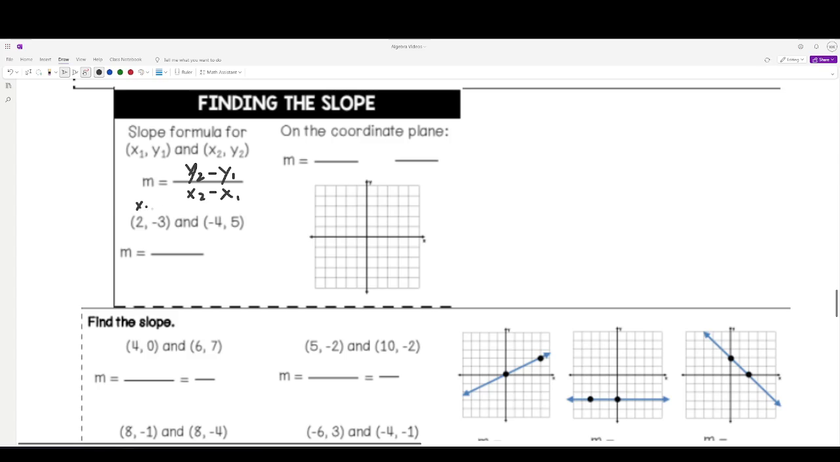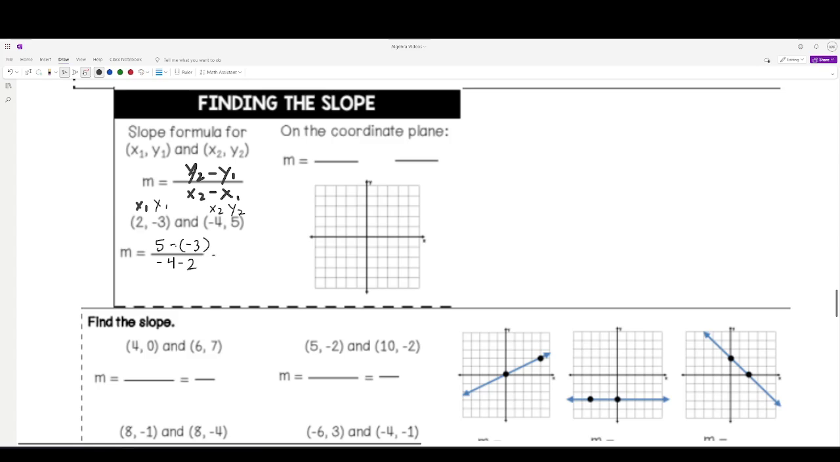It's really helpful, especially when you're new at this, to label this. Let me make this smaller. So if we call this x1, y1 and x2, y2, it'll make sure that we put things in the correct spot. So now I can see that y2 is 5 minus y1 is -3. I need to make sure that I'm careful with my signs. The slope formula is really easy to get signs mixed up. So we have minus -3. And then on bottom we have x2, which is -4, minus x1, which is 2.